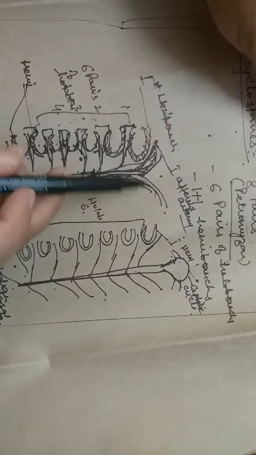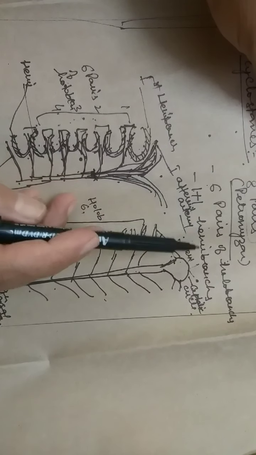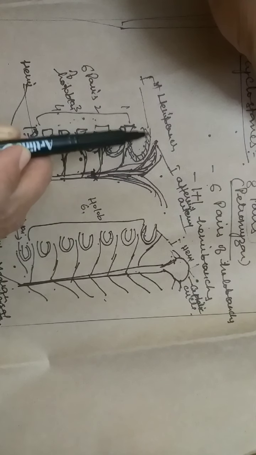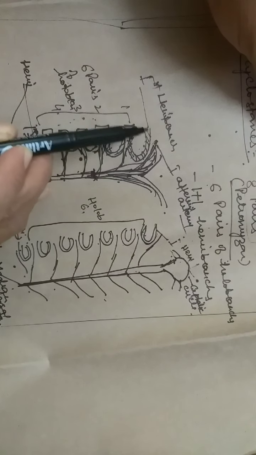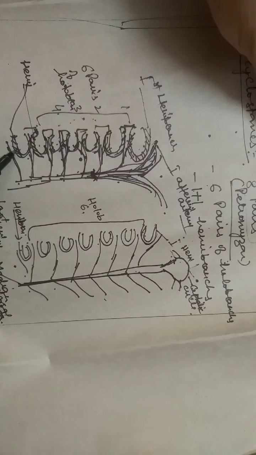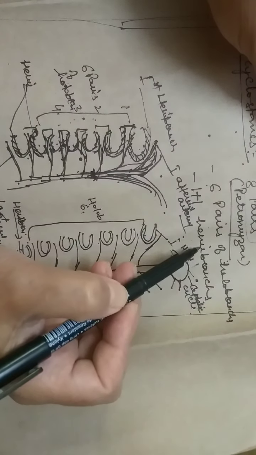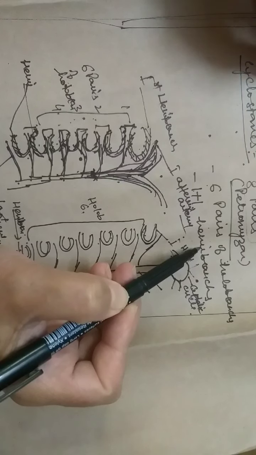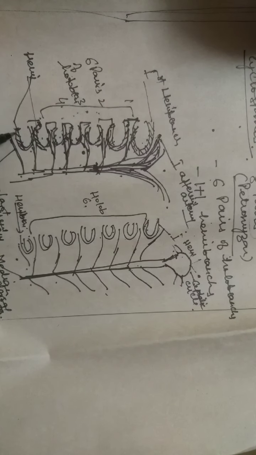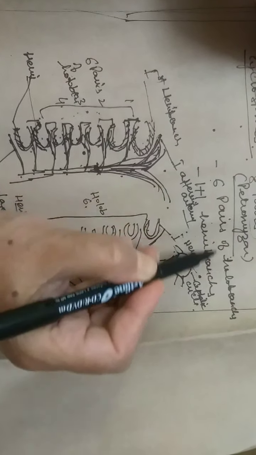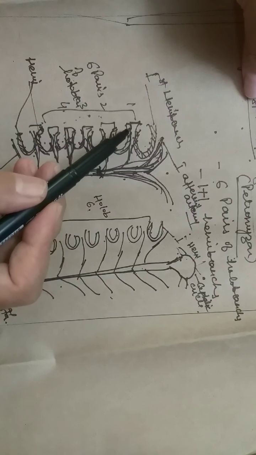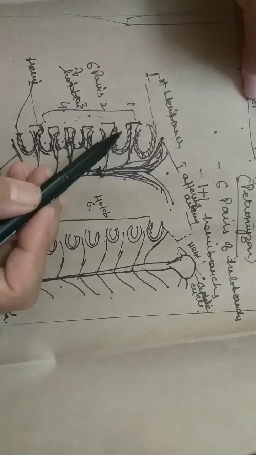And how do we count these? This one is the hemibranch, because it has gill lamellae only on one side. So this is the anterior hemibranch, and here is the posterior hemibranch. So one pair each for hemibranch. That makes 2 pairs of aortic arches which are supplying these hemibranchs, whereas there are the remaining 6 pairs of holobranchs.